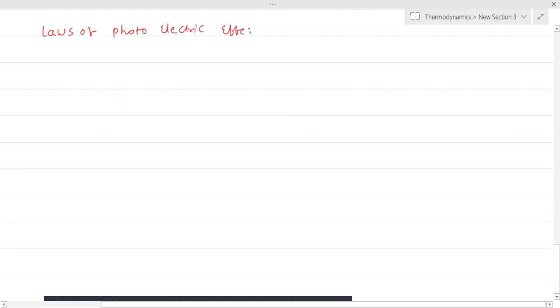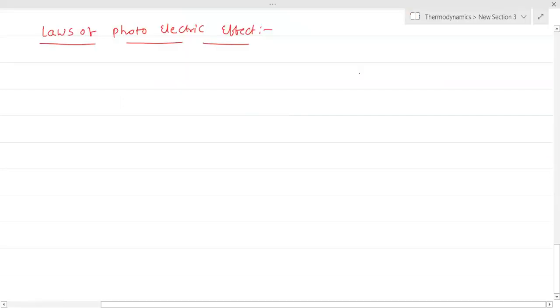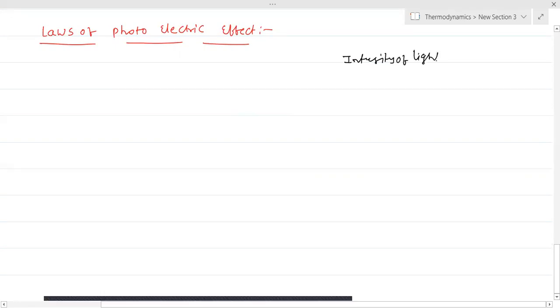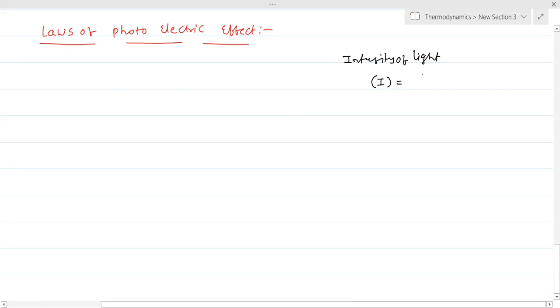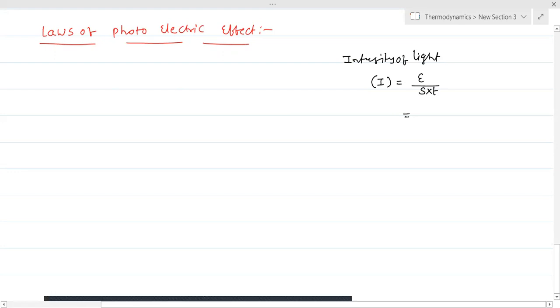But before discussing the laws of photoelectric effect, for a while we will focus on intensity of radiation, intensity of light. So first I am taking intensity of light. This is very, very important to understand. Intensity of light, I, is generally energy by area into T, energy by area of observation into T. Energy means energy of photon. Suppose we have n photons incident on the surface, then we will take n into h nu.